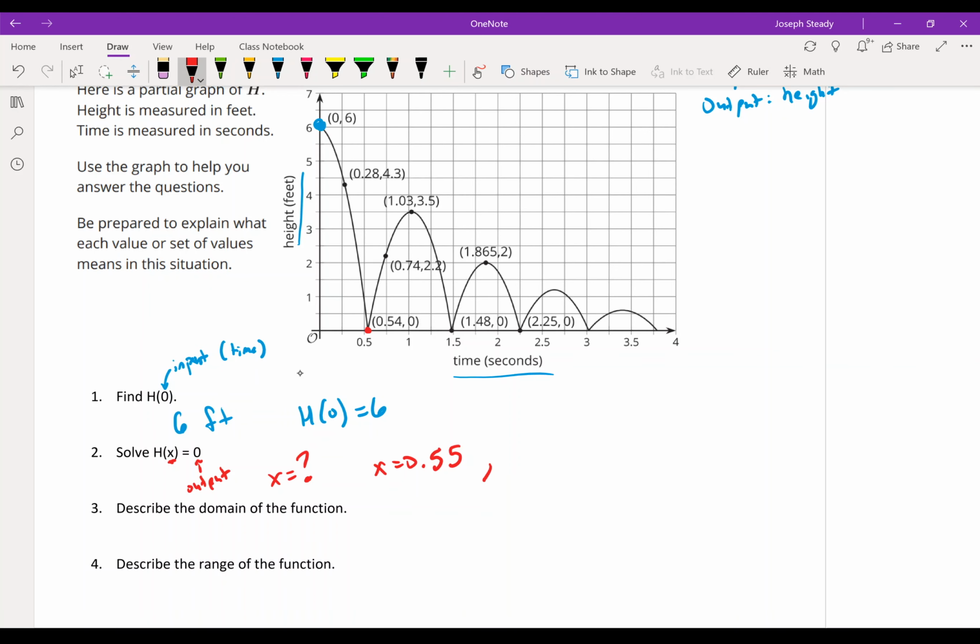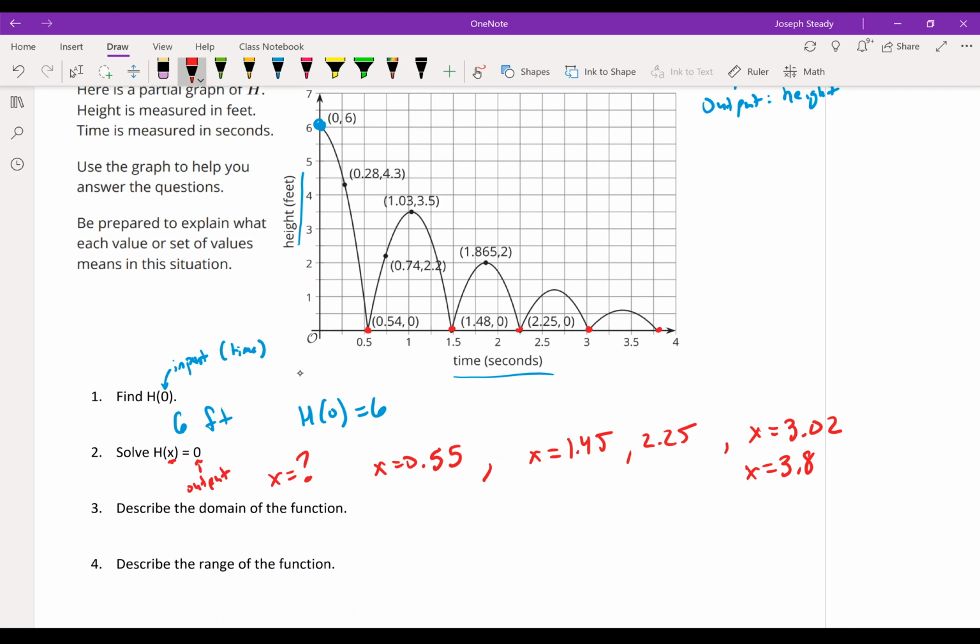And there's a couple other places, though. Right here, which I think is about 1.45. Right here, which looks like about 2.25. And right here, which looks like it's maybe about 3.02, 3.03, somewhere in there. Oh, and there's one more. That looks like it's about 3.8. So the height is equal to 0 at all of those times there.